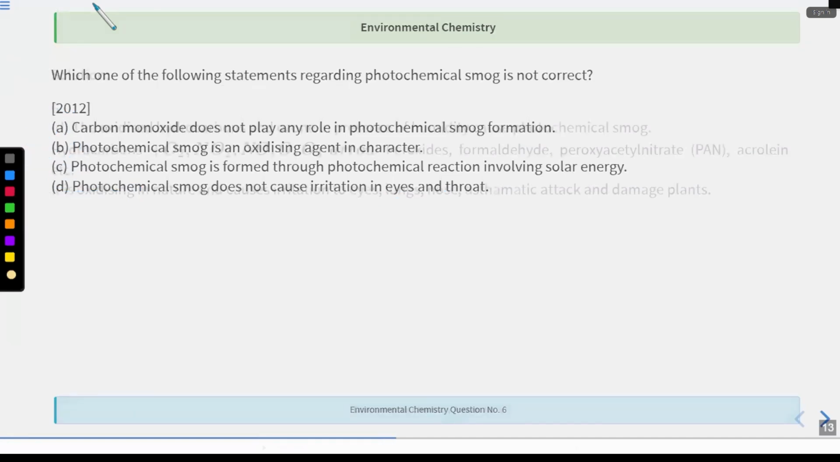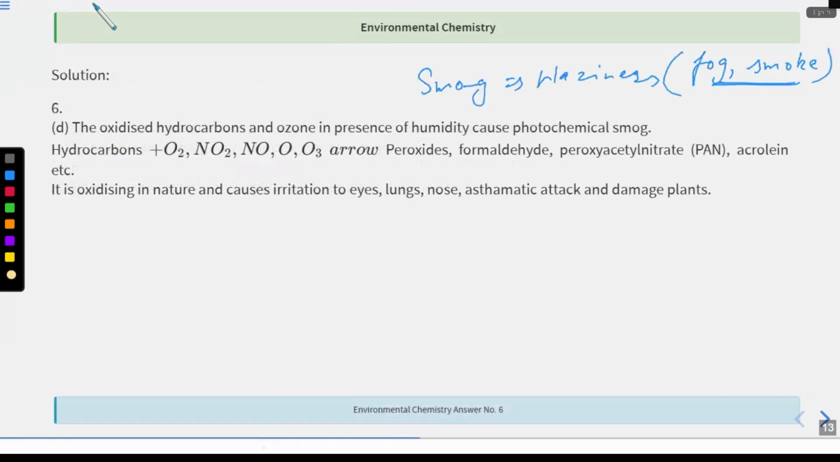Moving ahead. So let's read this also. The oxidized hydrocarbons and ozone in presence of humidity cause photochemical smog. Hydrocarbons combined with oxygen, nitrogen dioxide, nitrous oxide, ozone O3, peroxides, formaldehyde, peroxyacetyl nitrate are formed. So it is oxidizing in nature, of course.